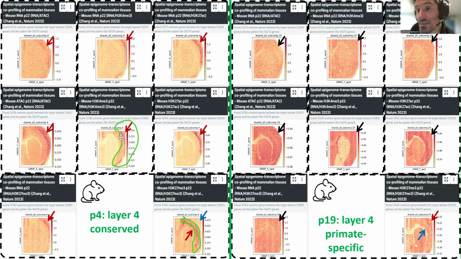Now, this is where it gets interesting. So this is all what we would expect if this is a conserved transcriptomic signature, mouse, monkey, and human. So the positive marks follow the RNA and the open chromatin. It gets interesting when we look at the layer 4 signature that is not in the mouse, that is primate specific. So all of these panels on the right are the same as they were on the left, but now looking at our primate specific instead of our conserved signature.